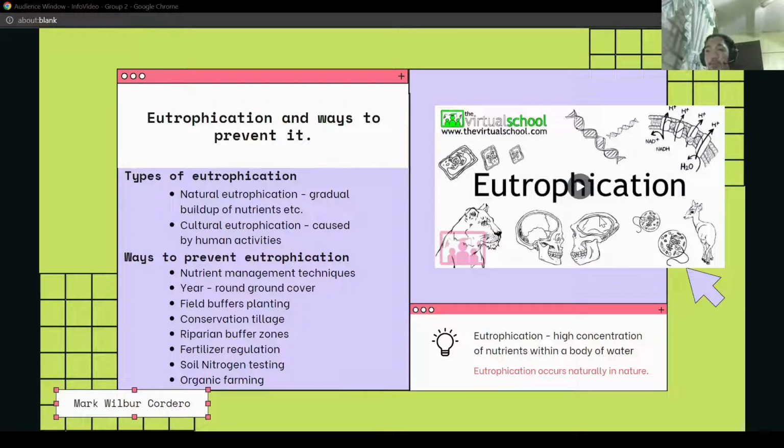When it comes to preventing eutrophication, there are several methods and strategies that concerned people can use. These are nutrient management techniques, year-round ground cover, planting field buffers, conservation tillage, riparian buffer zones, fertilizer regulation, soil nitrogen testing, and organic farming.